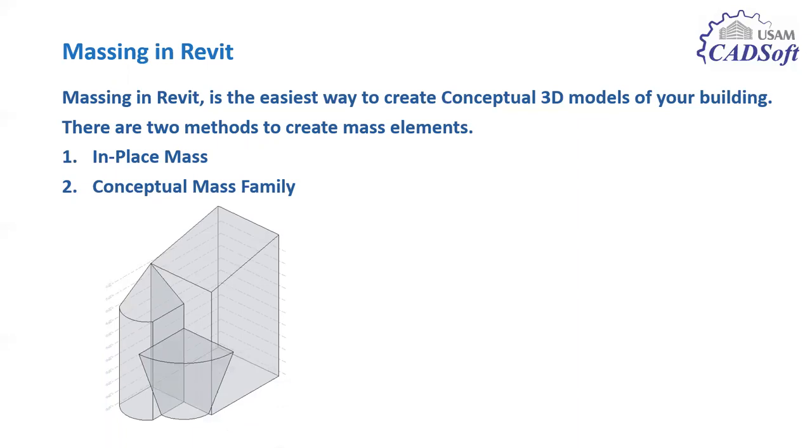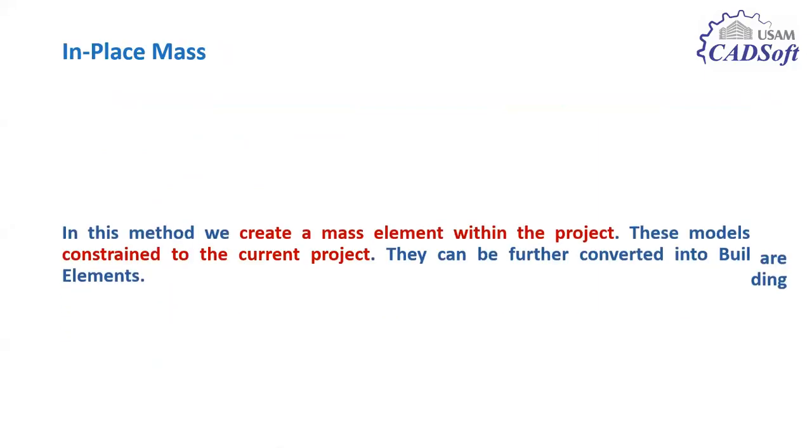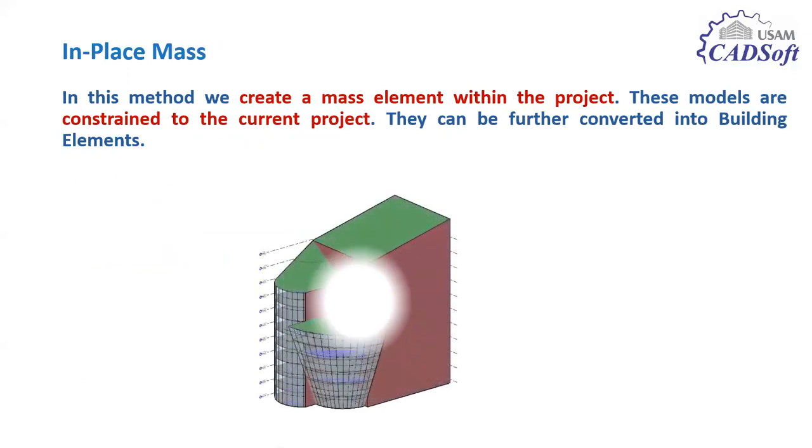Now, the in-place mass is something which you create within the project. And the conceptual mass is basically a family file that you create and you can take it into multiple projects. As I told you, in-place mass is a mass element which is created within the project and it is constrained to the current project. And they can be further converted into building elements. So let me quickly get into the demo, or maybe a quick workflow of what we are going to see.